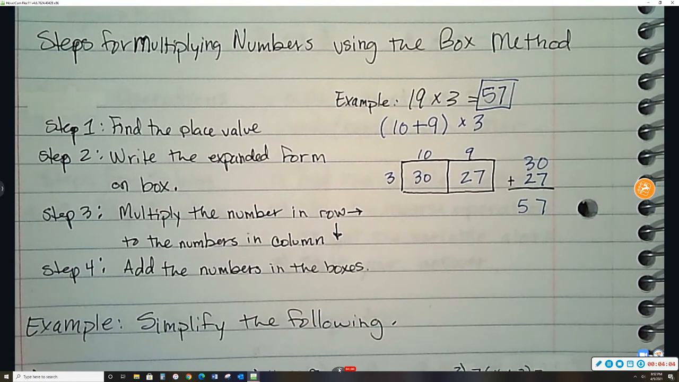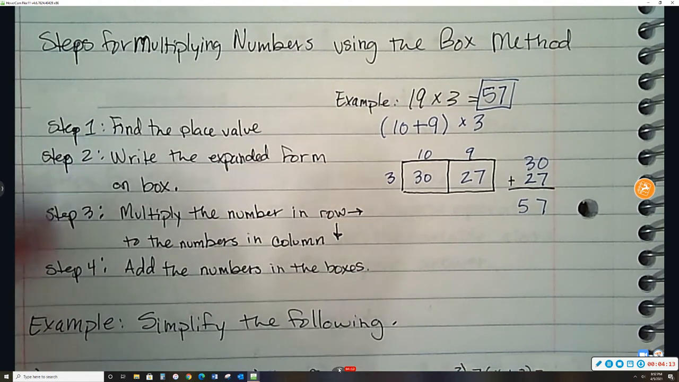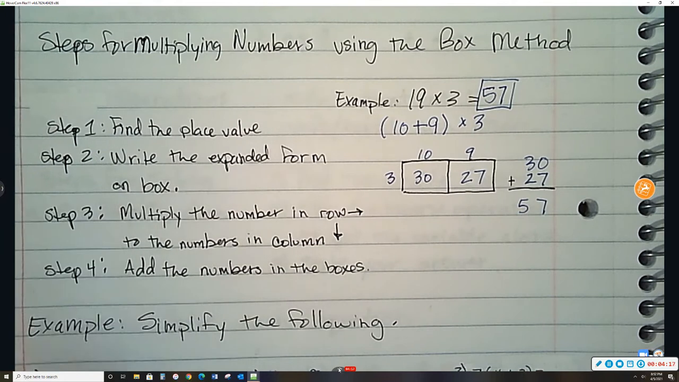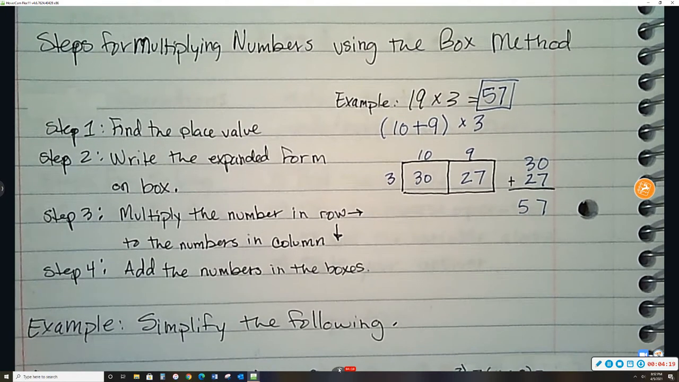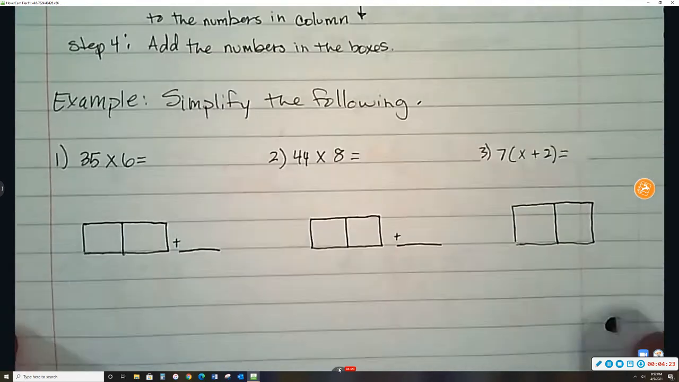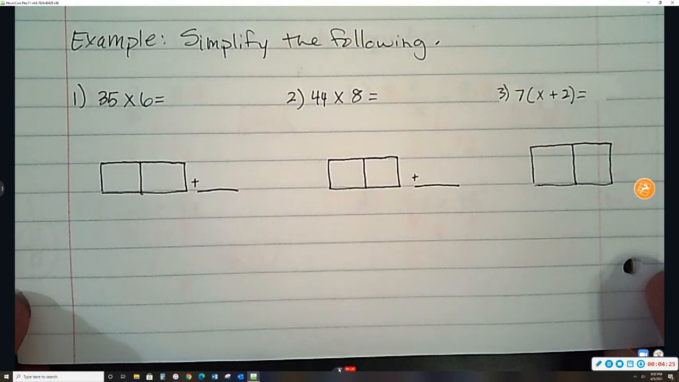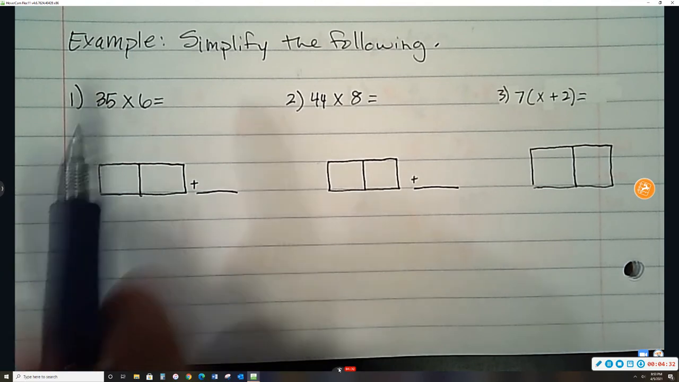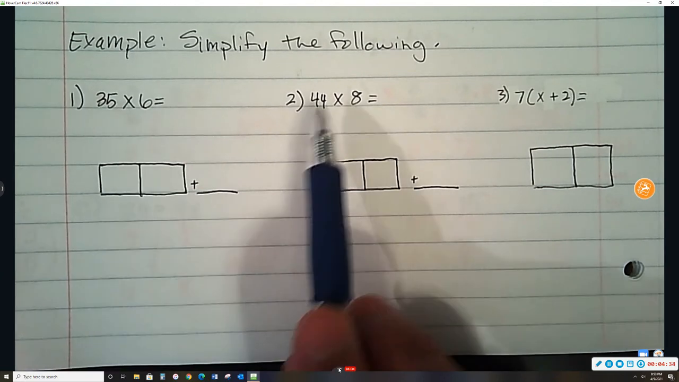Okay, so take some time to copy that, and then I have 3 more examples to show you. I'm going to use these steps just how I wrote them down here, again, to show you more examples. So I'm going to move this down, pause it if you need to pause it. So here are the other examples. It says simplify the following. Okay, so I have 35 times 6, 44 times 8.